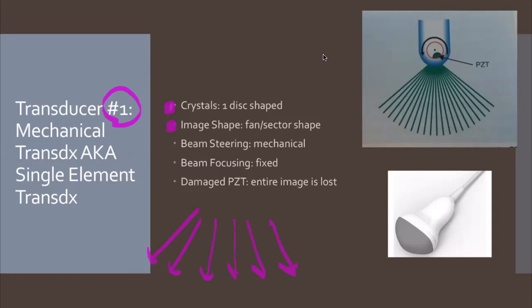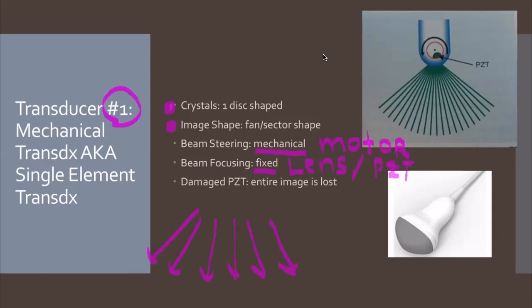How is the beam steered? Well, remember, I told you guys mechanical motor. So it's steered mechanically, which in other words means with a motor. And there's that picture at the top that I told you guys to draw. Beam focusing, it's fixed. So what does fixed mean? What kind of focusing is fixed for us? It's a curved lens or a curved PZT.